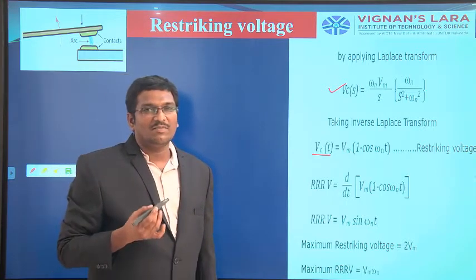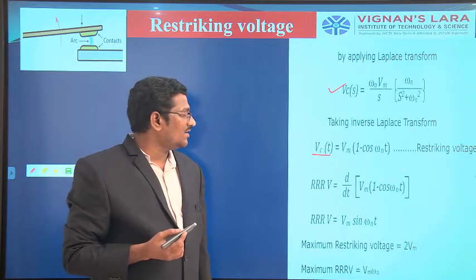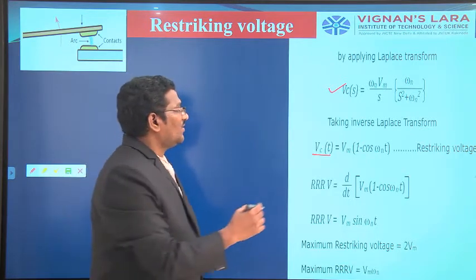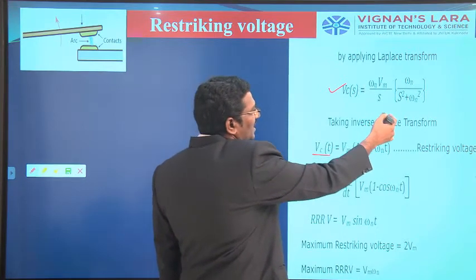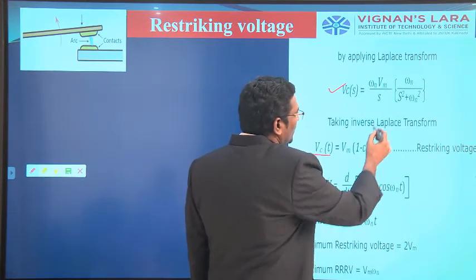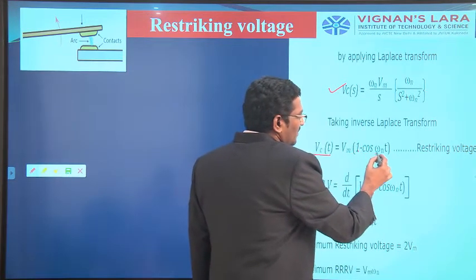Finally, our objective is to determine the restriking voltage as a function of time. Therefore, if you do the partial fractions after applying the inverse Laplace transform, you are going to get V maximum into 1 minus cos of omega nt.